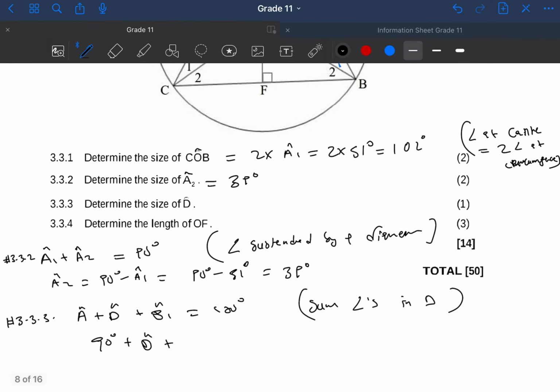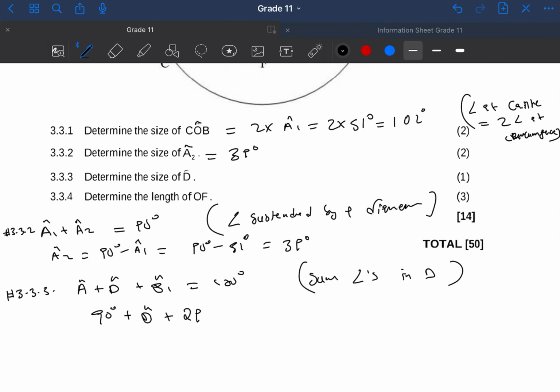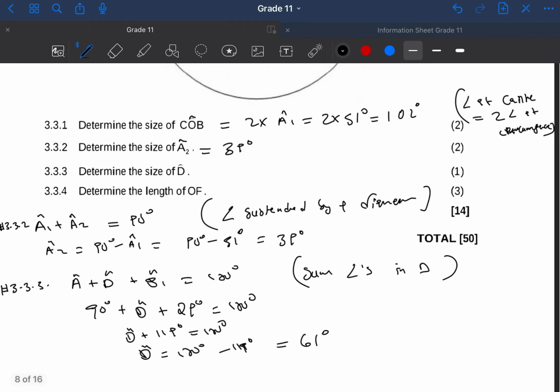Of course, we're looking for angle D. Angle B1 is 29 degrees. It's got to add up to 180, and then it's an easy solve now, right? So 90 plus 29 is 119, and then 180 minus 119 is 61. So angle D is equal to 180 minus 119, which is 61 degrees. So that's D. Okay, 61 degrees.